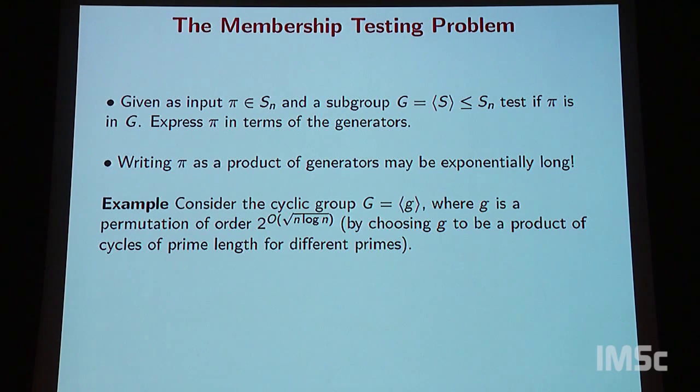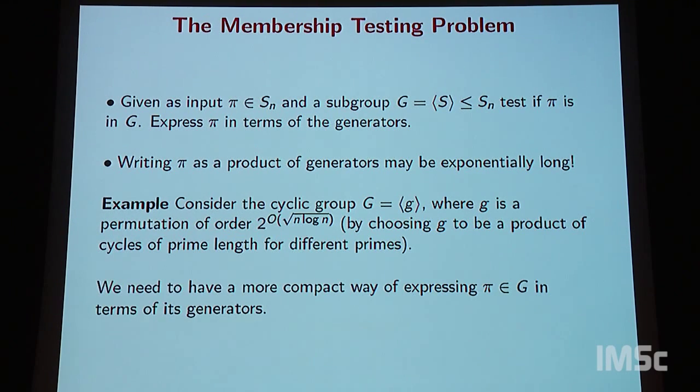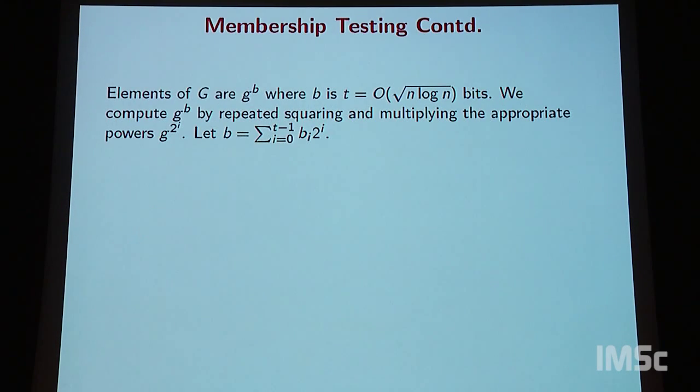I would write the exponent in binary, and then I know that I can get the different g to the power 2 to the power i's by repeated squaring, and then pick the correct set of g to the power 2 to the power i's and multiply them, right? That's what will give me g to the power any element. I need to do something similar for arbitrary subgroups of Sn. So we need a more compact way of representing pi in terms of its generators.